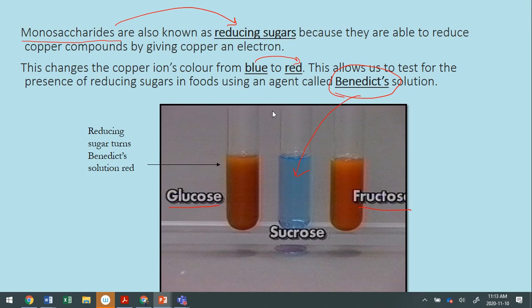How do I know if I have a simple sugar in a sample? So for example, if I were to take a bit of Sprite and put it into a test tube and I dropped in some blue Benedict solution, what color would that Sprite turn? It would turn red, exactly, because there's simple sugars in that Sprite. Okay?